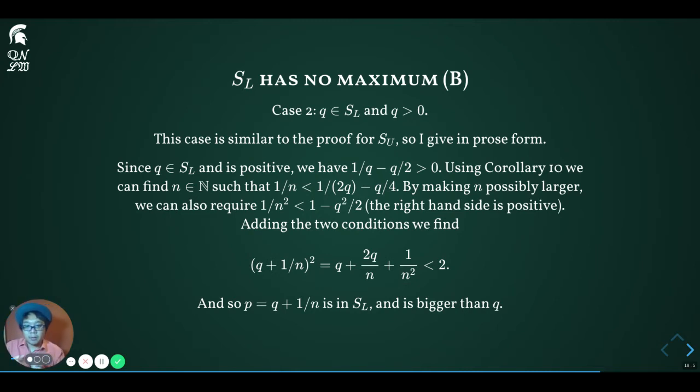Doing a bit of arithmetic, we see that the two conditions on 1 over n and 1 over n squared can be combined, using that Q is positive, to read: Q plus 1 over n, quantity squared, is less than 2. So the rational number P, equal to Q plus 1 over n, is an element of SL and bigger than Q, and hence Q is not a maximum.